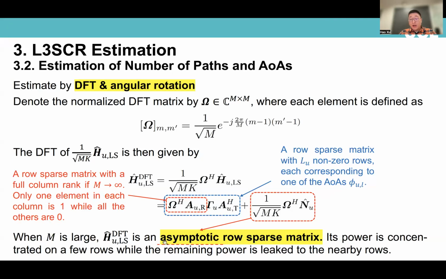Here we say asymptotic for 2 reasons. First, M is the number of base station antennas, so it is impossible that M is infinity. M is finite. The second reason is that besides the product of these 4 matrices, we also have the noise term here. So we say that H here is an asymptotic row sparse matrix.